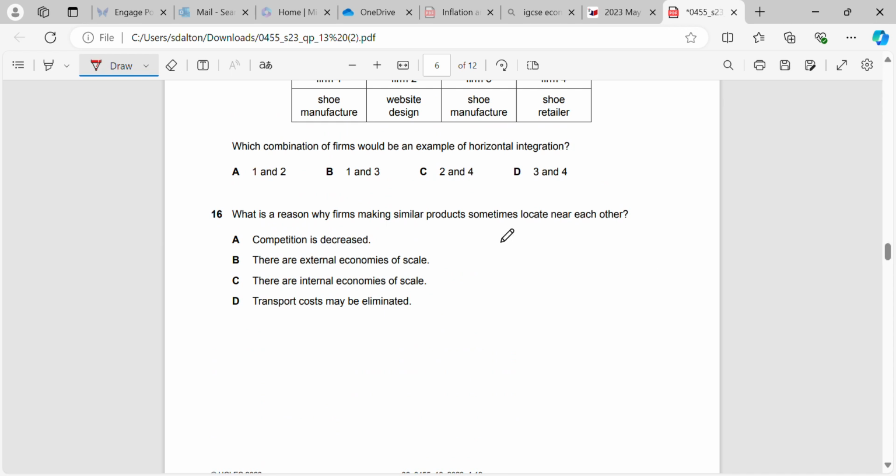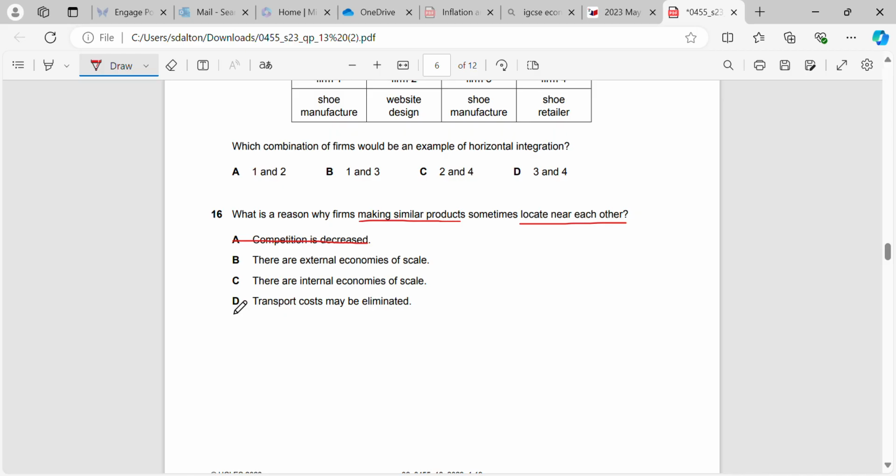Okay, question 16. What is a reason why firms making similar products sometimes locate near each other? So, competition is decreased? No. Just because they move beside each other doesn't mean they have any less competition. If I'm Coca-Cola and I move into a factory right beside Pepsi, it doesn't mean that Pepsi are making any less bottles of Pepsi or selling any less bottles of Pepsi. The competition between myself and Pepsi is still the same.